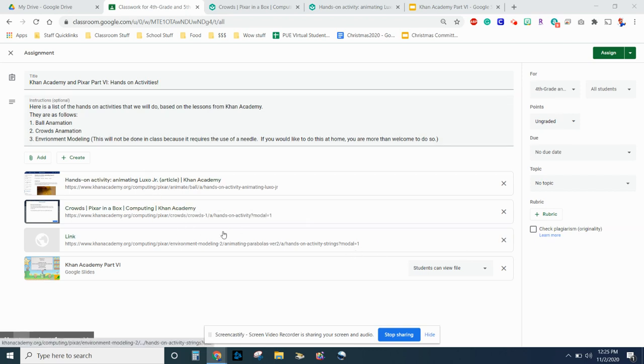Now, there's a third one right here. It's a little grayed out, but I'm not going to do this in class because that requires needles and thread, and I'm not having y'all poke each other or poke your fingers and anything like that. So if you would like to do that at home, you're more than welcome to. The instructions are right there. But I'm going to go over real quick what these activities are.